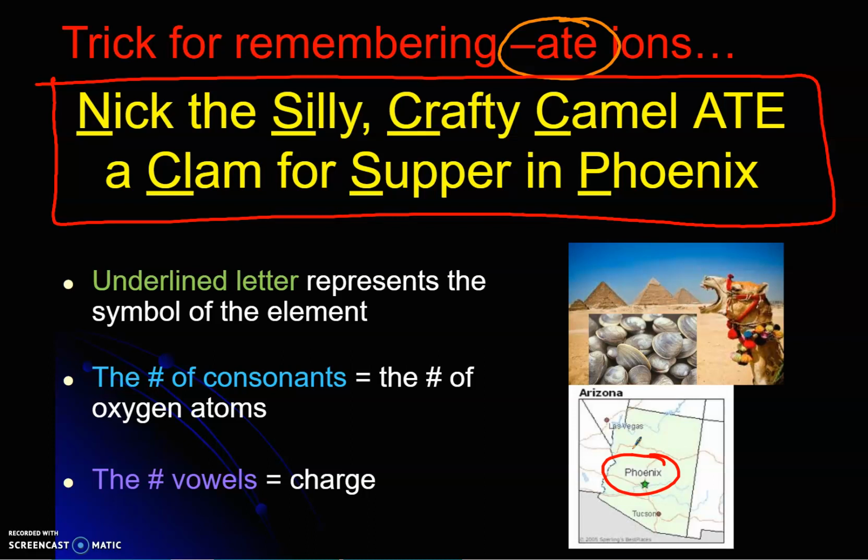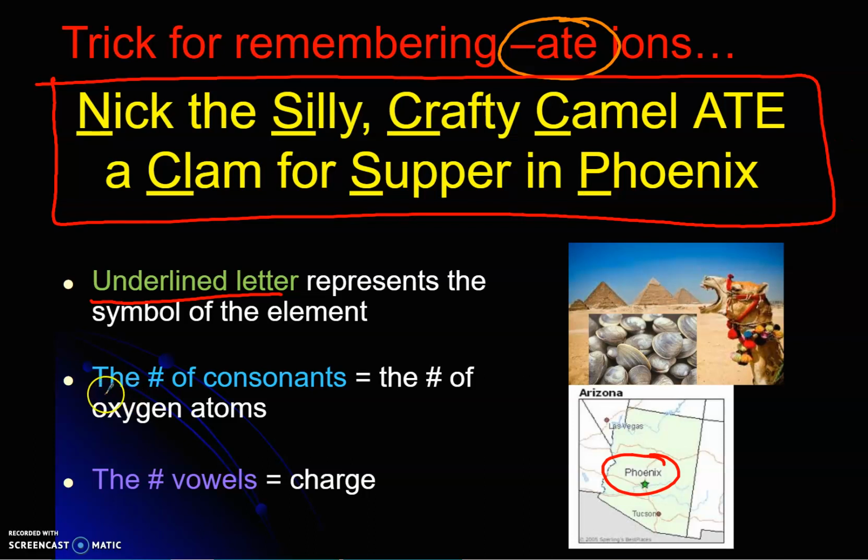All right, so if you take a look at this sentence, you'll notice that there are some underlined letters. The underlined letters represent the symbol of the element within that polyatomic ion. So nitrogen becomes nitrate, silicon becomes silicate, chromate, carbonate, chlorate, sulfate, phosphate. These are some of the major polyatomic ions that we'll be using all year long.